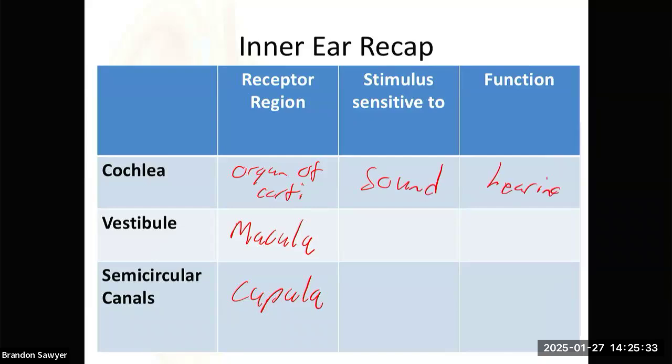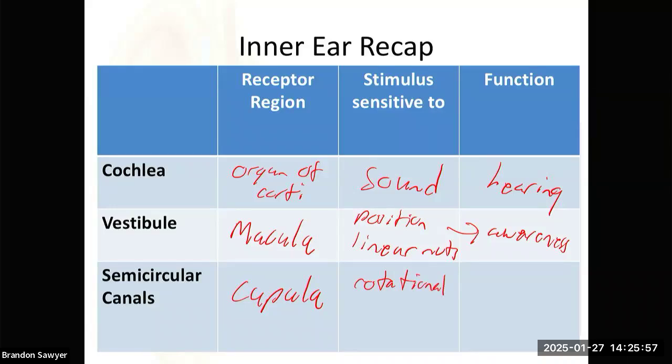The function is hearing. All right, for the vestibule, the stimulus it's sensitive to would be the position of the head as well as linear movements. And so then it's really just awareness of those things. That's the function. And then rotational movement here. Again, awareness of that rotational movement.